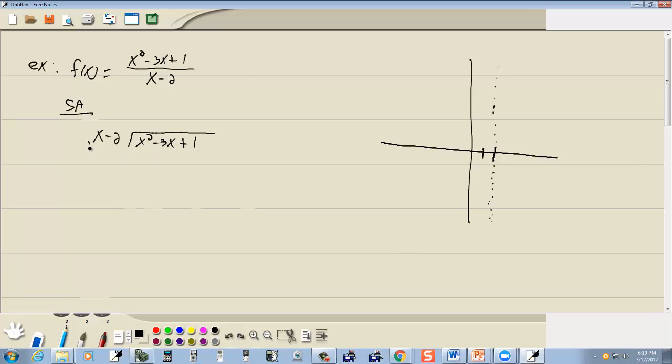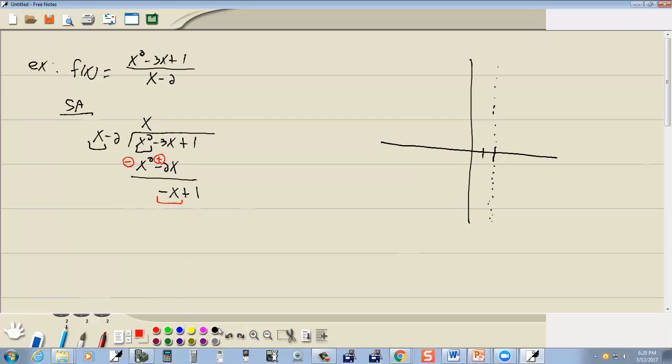So we take our first term of each, and you ask yourself what times x gives you x squared, and that'd be x. Now whatever you put up on top, you multiply by what's in front. X times x is x squared. X times negative 2 is negative 2x. We're going to subtract that, which means flip signs. So this becomes negative, this becomes positive. X squared minus x squared drops away. Negative 3x plus 2x is negative 1x, or negative x. Now bring down the plus 1.